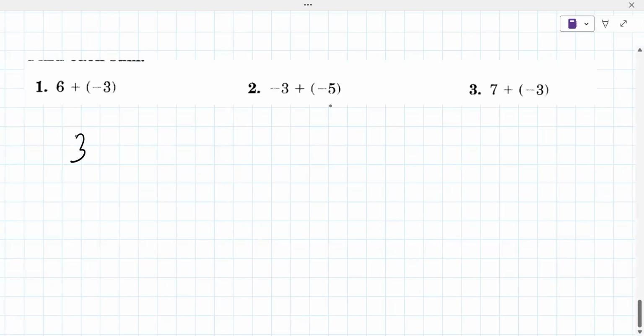And then -3 plus (-5). We could remove the parentheses like you said. Then that should be -8. And then the final one, +7 plus (-3). Drop the parentheses. I don't think that cancels out because it's not the same. That would be 4. It is 4. Good. Let's have you do a few more of these.